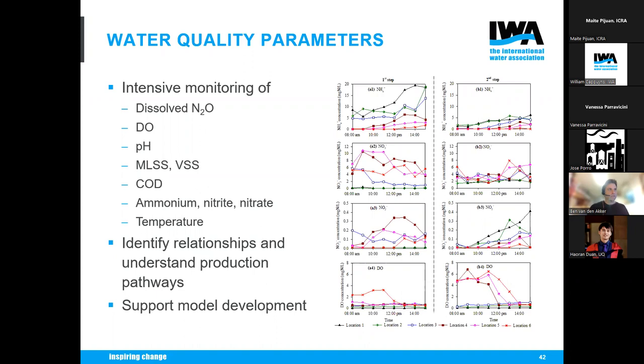What we also did was undertake intensive monitoring of a whole range of different water quality parameters that are listed here. The aim of this is to try and identify relationships between these parameters and nitrous oxide to try and understand the production pathways that are responsible for nitrous oxide production. But this information was also important to support and help calibrate the development of a multi-pathway model, which Haran was previously talking about.